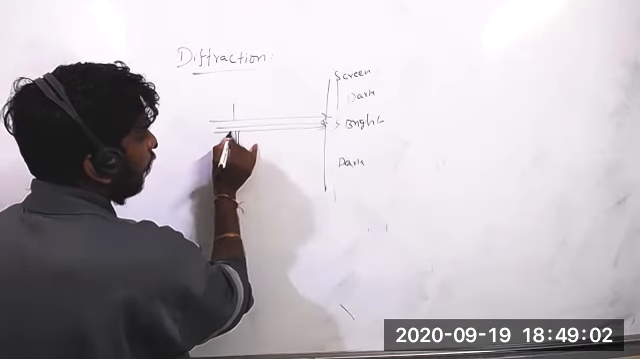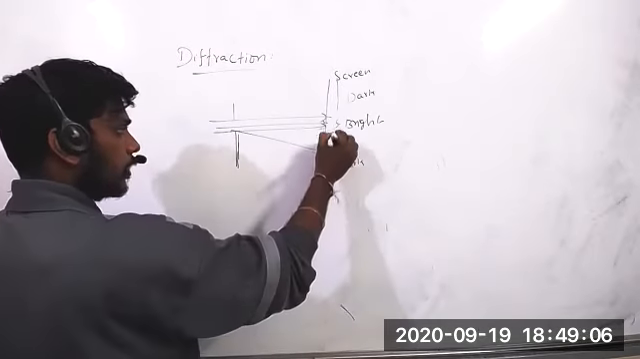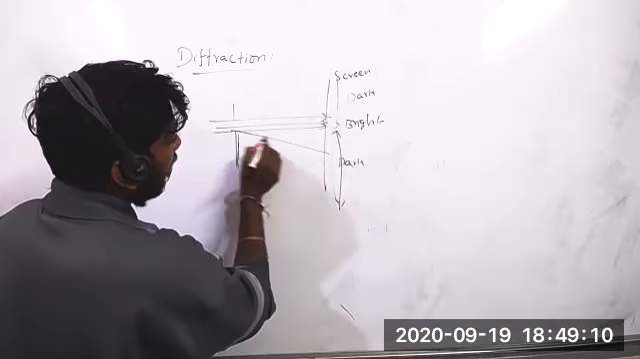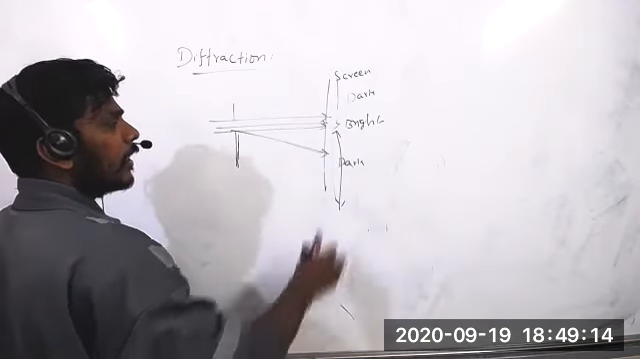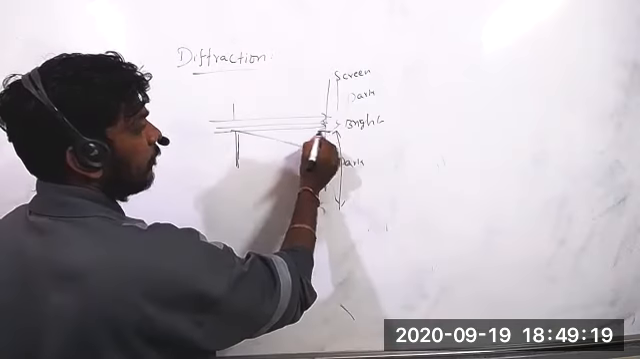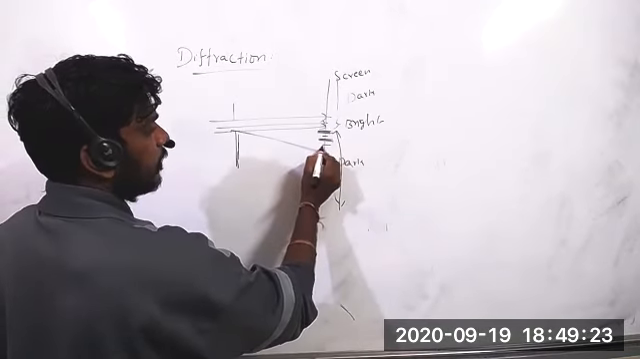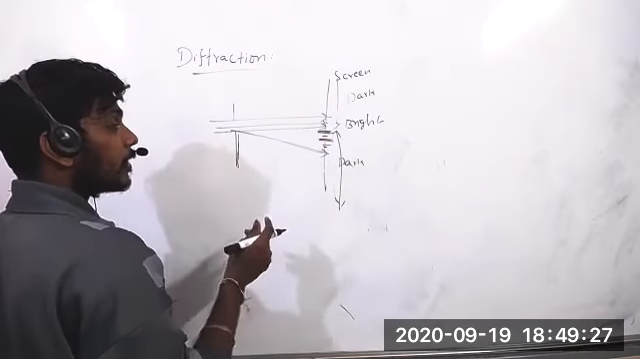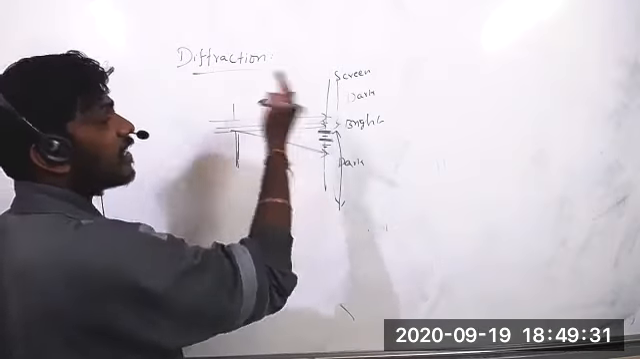Now what will happen? Light has the nature that it will bend at the edges, at the corners. Once it bends, it will enter into the region that was totally dark before. Once it has entered, it is not totally bright. Dark fringes, bright fringes, dark fringes, bright fringes will form like that. These are not the dark and bright fringes of Young's double slit experiment. These are called diffraction fringes.